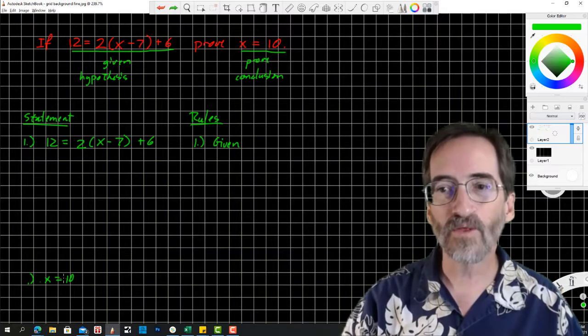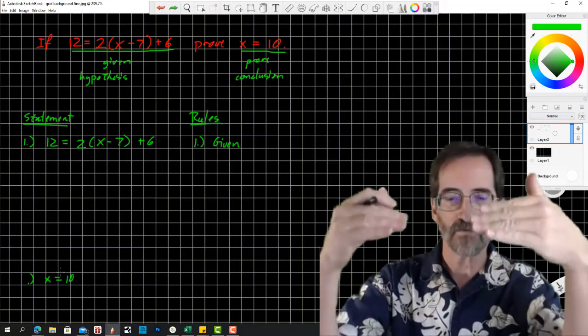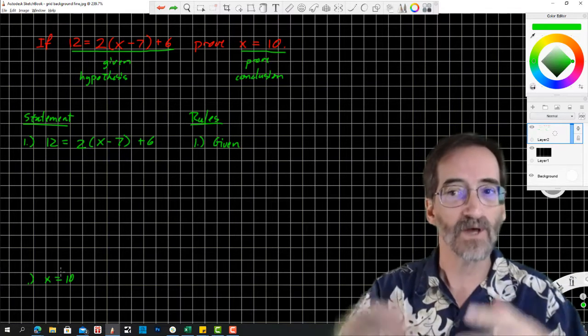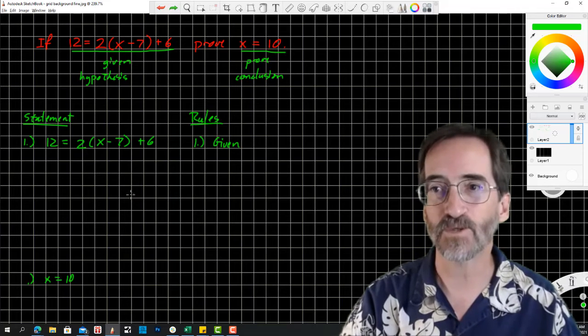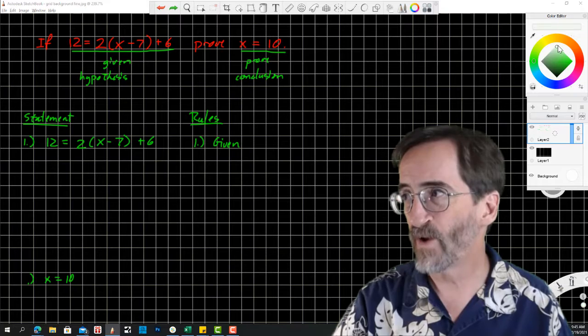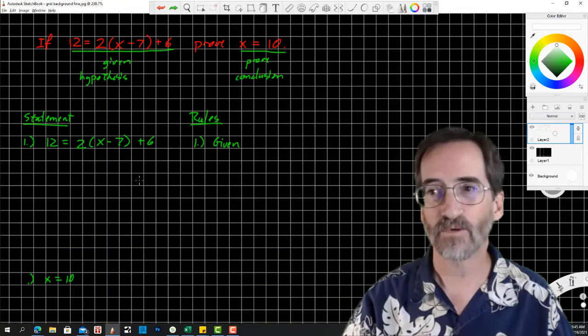All right, so I know the last step is going to be x equals 10. So it starts with the given. It ends with what I'm trying to prove, and the rest of the body of the proof is what fills in the steps in between. Okay? Now I'm going to use a little bit of algebra. I'm going to write in white some things that normally would not appear in the proof. All right?